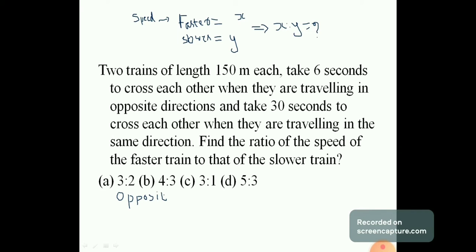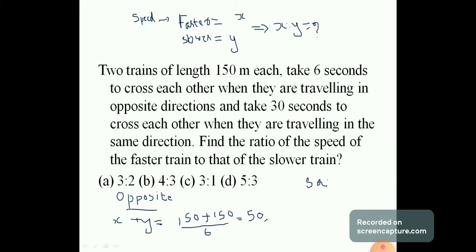When they are moving in opposite directions, we have to use the fourth rule, train versus moving object of certain length. As they are moving in opposite directions, the speed is the sum of the speeds, that is x plus y, speed of faster train plus slower train, equal to length of train 1 plus length of train 2, that is 150 plus 150, divided by time taken to cross, 6 seconds. So 300 by 6 is equal to 50 meter per second, the relative speed as they are moving in opposite directions.